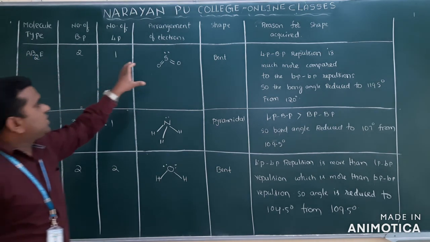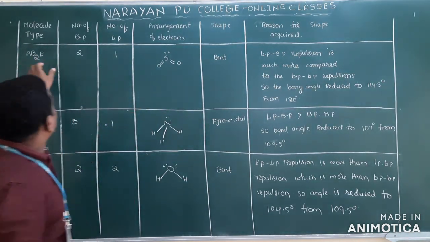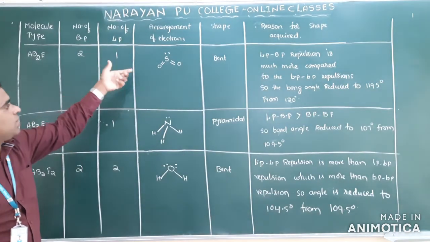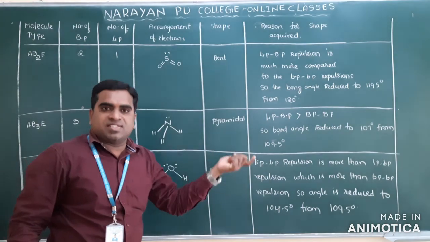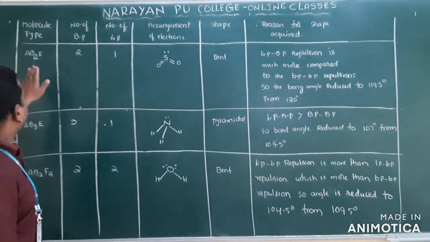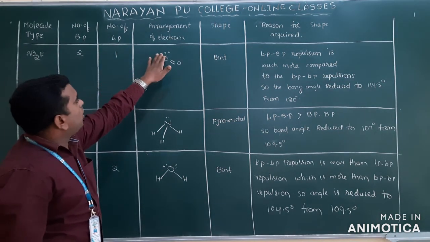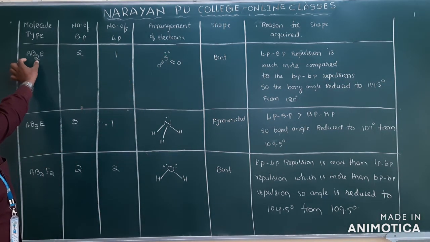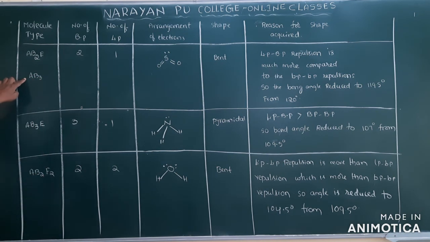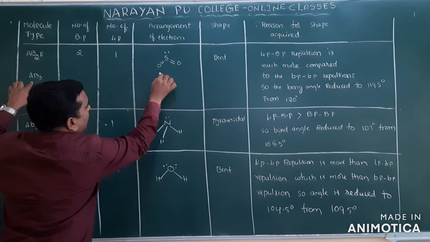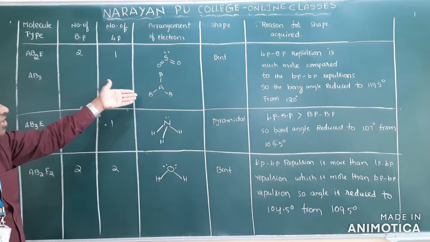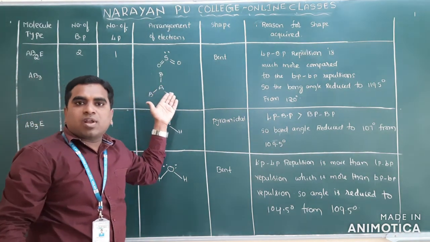Here, in the same second table continuation, we see what the shape is and why the shape changes. Actually, if a lone pair comes, then the shape of the molecule automatically changes from the regular shape to a different shape. Clear? Suppose there is no lone pair, just all bond pairs, say AB3. Means A and B, B and B. Then what is the shape? The regular shape is trigonal planar.